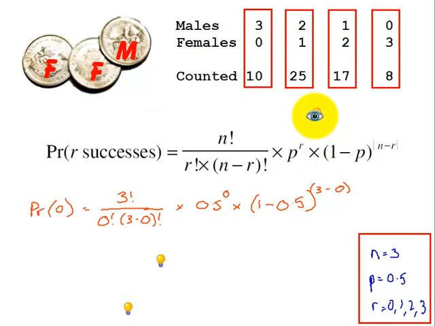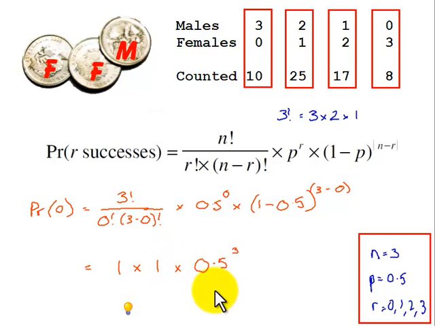Factorial is easier to illustrate than to explain. So 3 factorial is just 3 times 2 times 1. 4 factorial is 4 times 3 times 2 times 1. 2 factorial is 2 times 1. 0 factorial is defined to be 1.